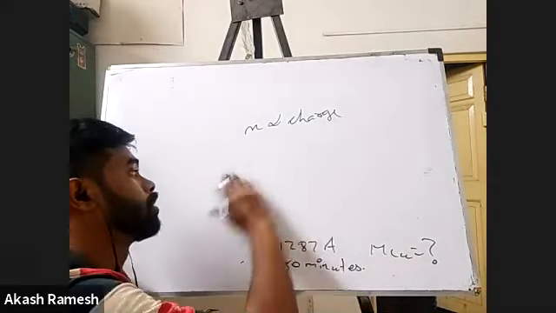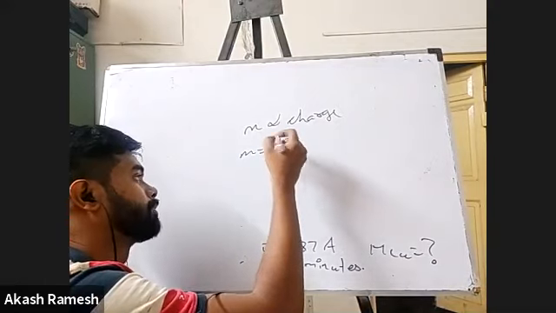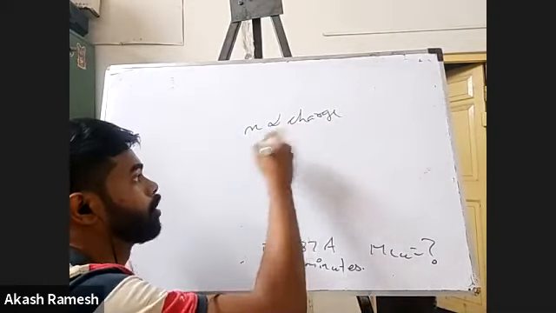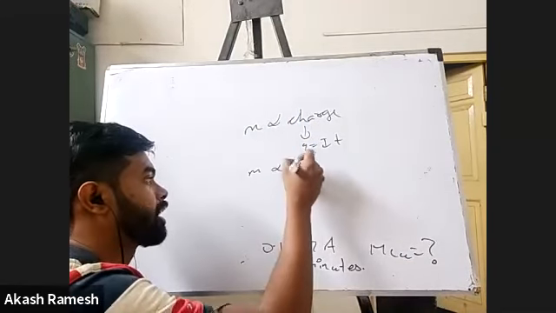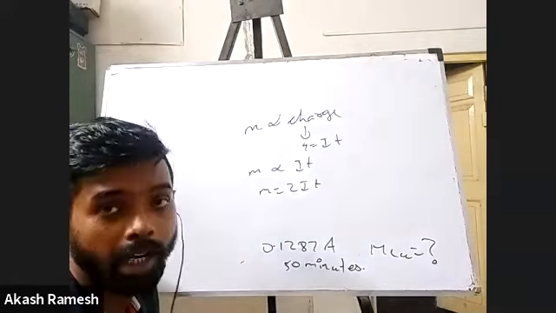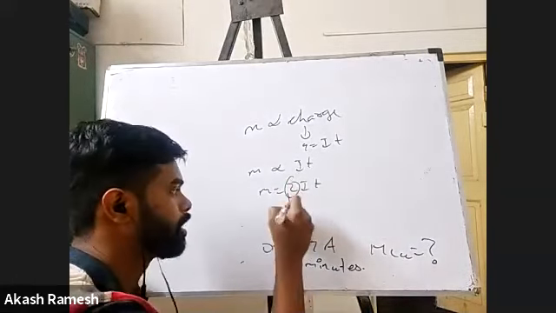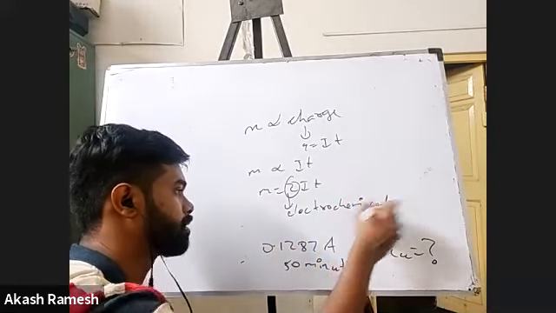Okay, so now for removing the constant, we write: I know charge Q is equal to I into T. So M is directly proportional to I into T. So M is equal to Z into I into T. And this Z is what is called your electrochemical equivalent.